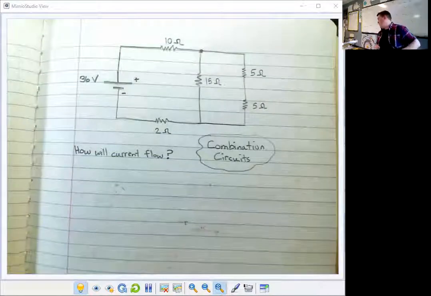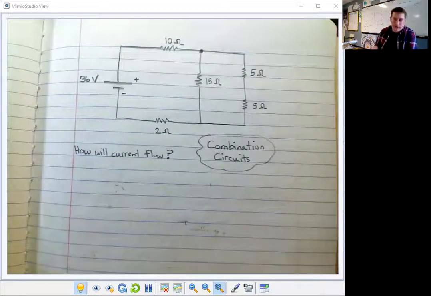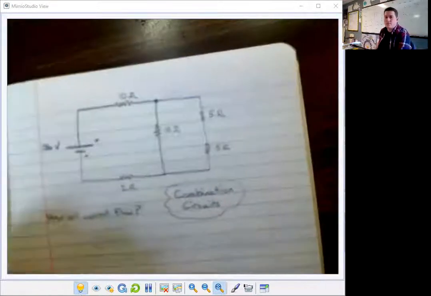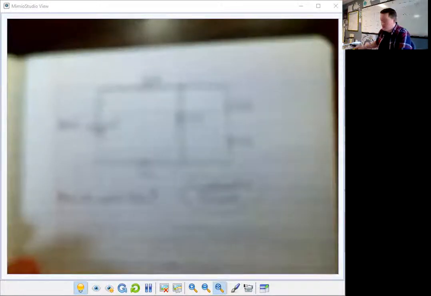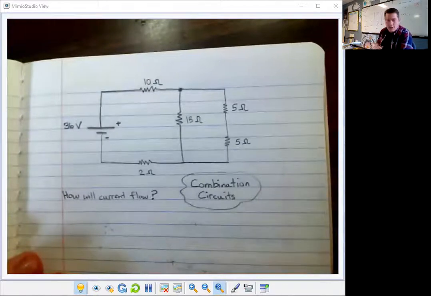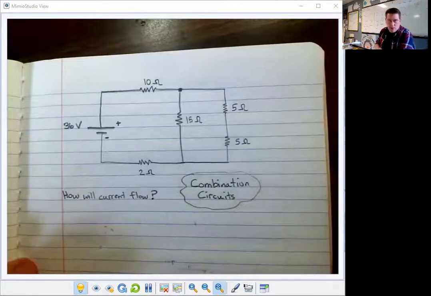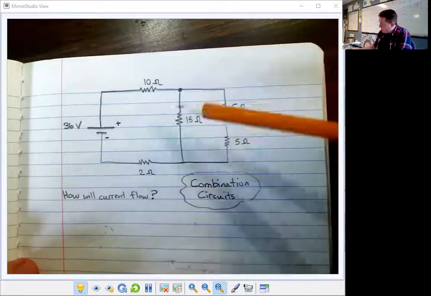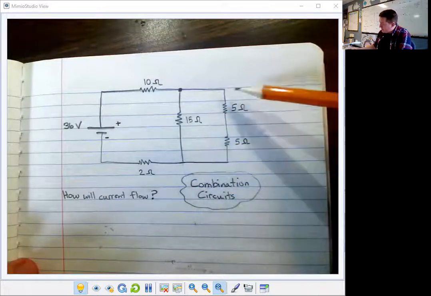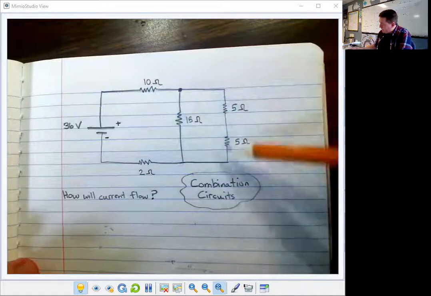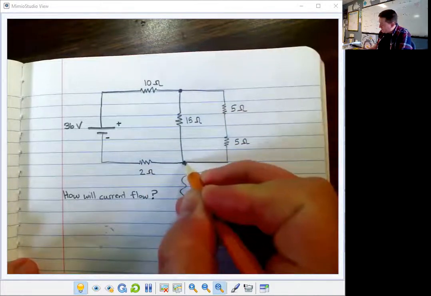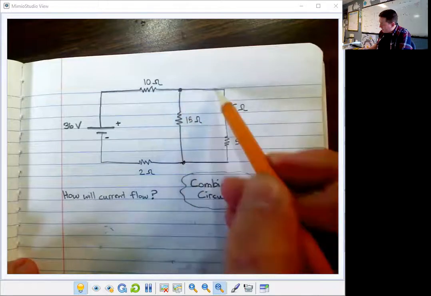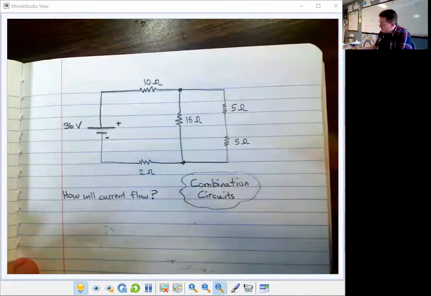Okay. All right, so now we're going to tackle combination circuits. Combination circuits are circuits that are neither strictly parallel nor strictly series. For instance, this pathway here is obviously in parallel with this pathway because they both leave at this junction and come back at this junction.